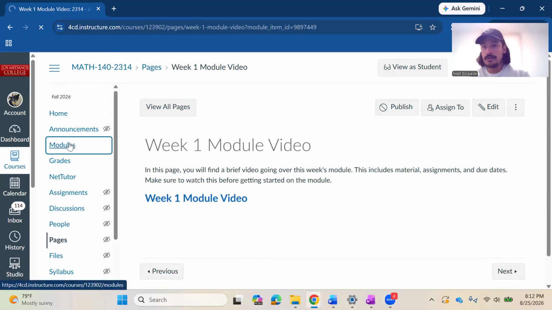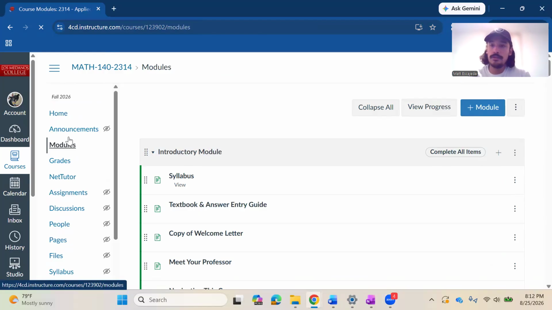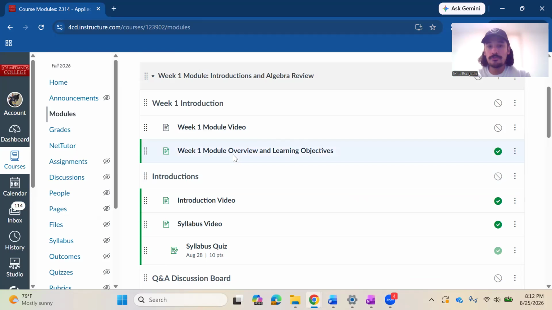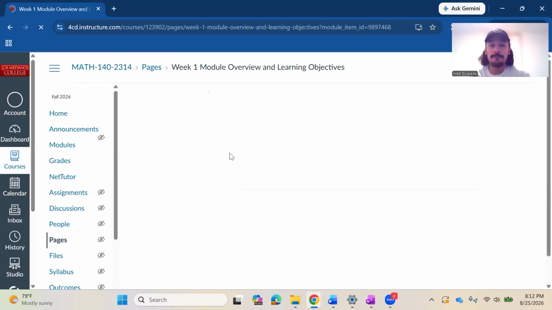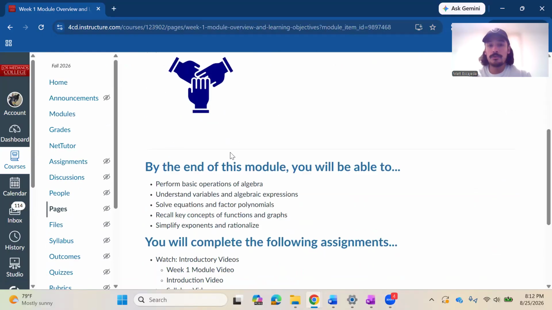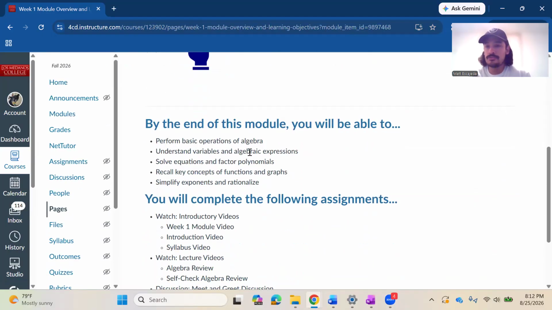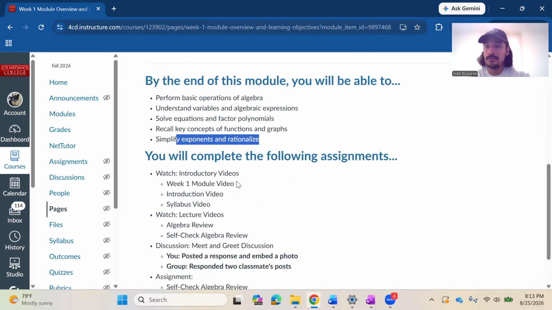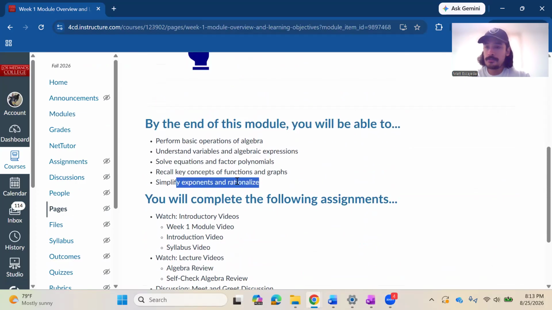Let's walk through what this week is going to contain in terms of material and assignments. Let's go through this week one module overview and learning objectives. Here's what the learning objectives are for this week. We're basically just doing some algebra review: basic operations of algebra, variables, algebraic expressions, factoring, solving equations, looking at some graphs, and simplifying exponents and rationalizing. So it's basic algebra that we're going to be reviewing this week. That's pretty much it.